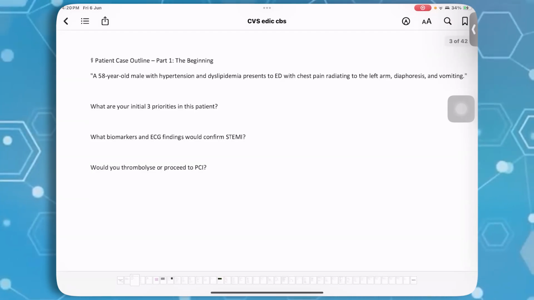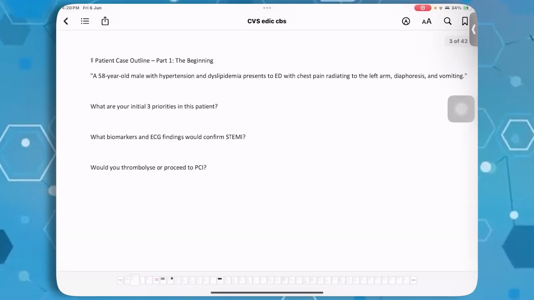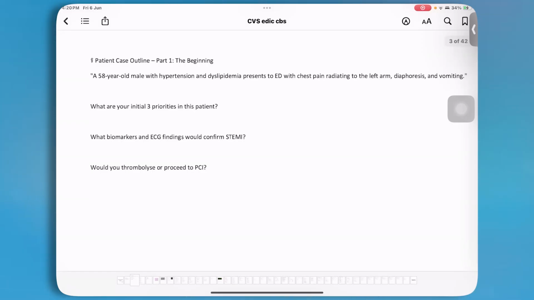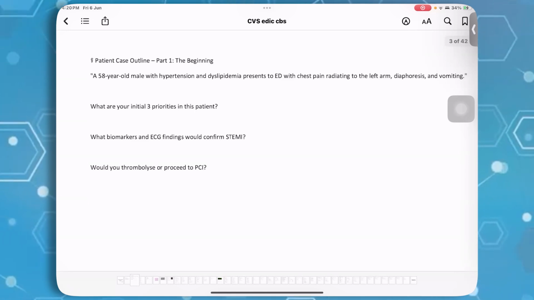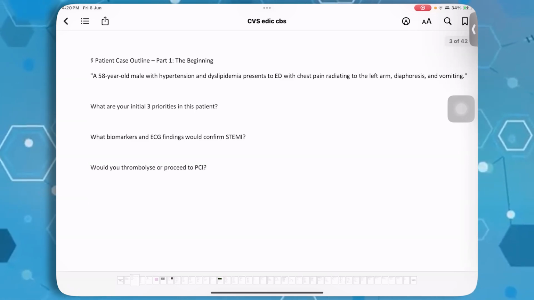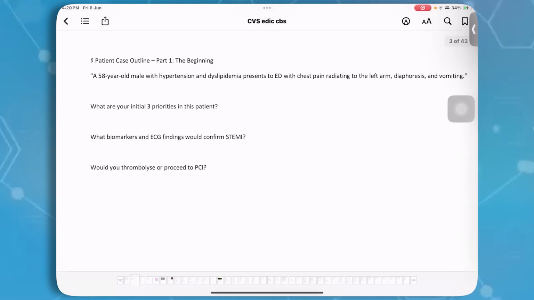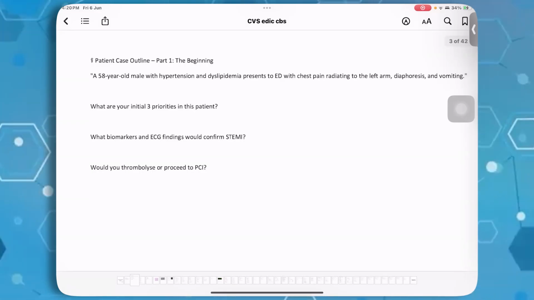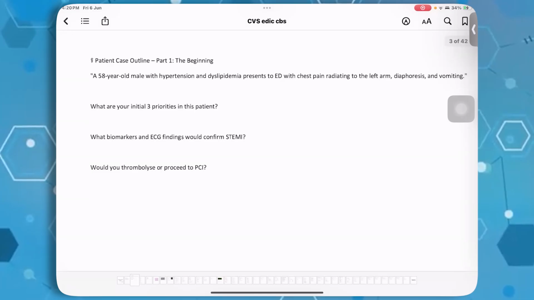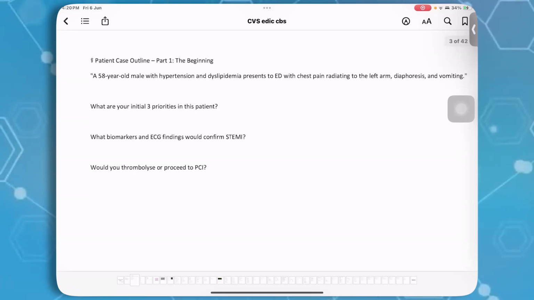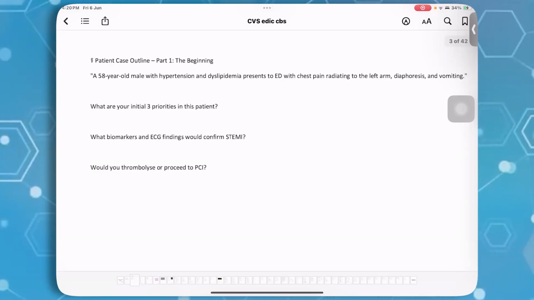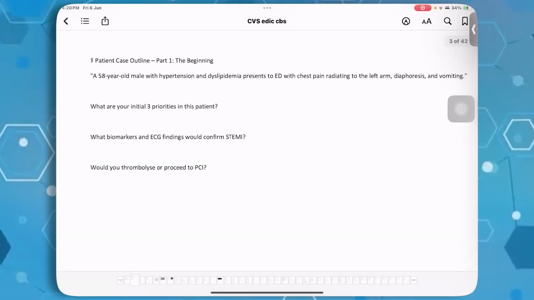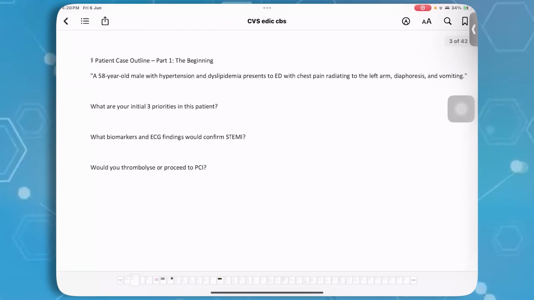Any one of you, please turn on your mic. You can tell me, it is only an opinion. What are your priorities? Diabetic, dyslipidemic, chronic smoker, 50-year-old male, chest pain radiating to the arm, 10 on the pain scale.